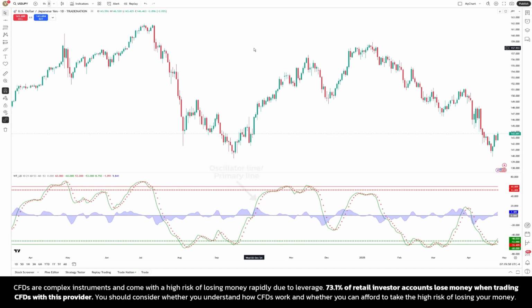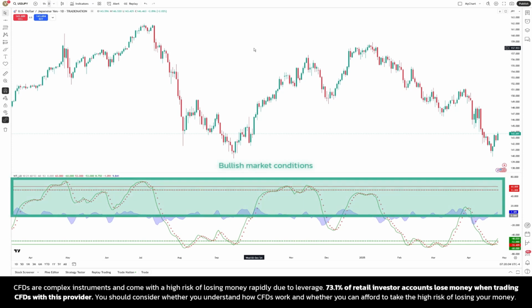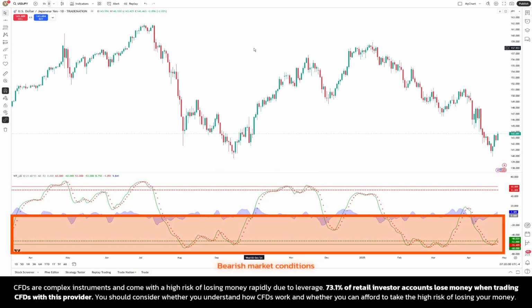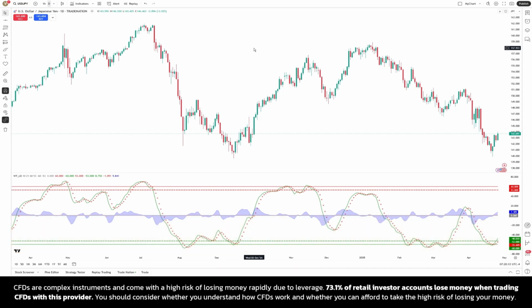At its core, the WaveTrend Oscillator measures the price's position within a dynamically adjusting channel created by exponential moving averages. When the oscillator line, which is marked in green, moves into the upper region, it signals bullish market conditions. Conversely, movement into the lower region indicates bearish market conditions. Furthermore, the primary line reflects immediate market momentum, whereas the secondary, smoothed one, provides a clearer trend indication. Crossovers between these two serve as particularly strong signals.